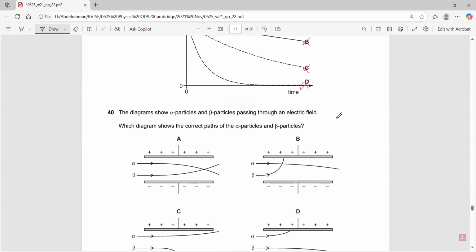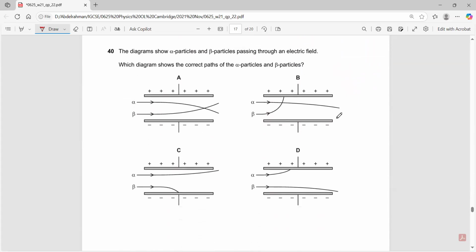The diagrams show alpha particles and beta particles passing through an electric field. Which diagram shows the correct paths? So the alpha is positive and it will be attracted to the negative plate, right? While the beta is negative and will be attracted to the positive plate. So A, should I choose A? Alpha is going towards the negative and beta is going towards the positive. So this is correct. Actually, no, it's wrong.